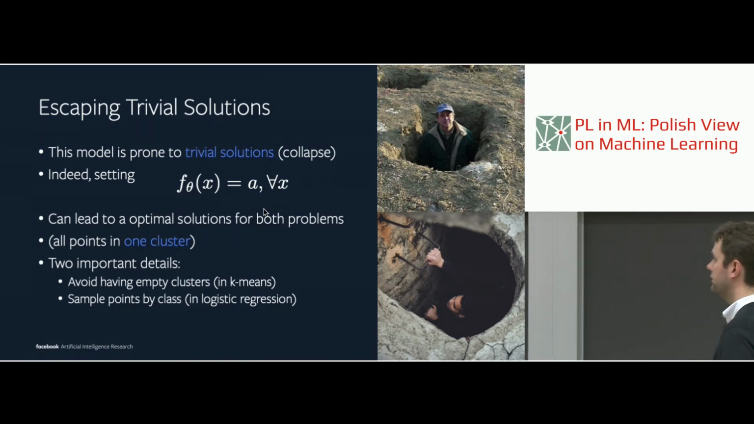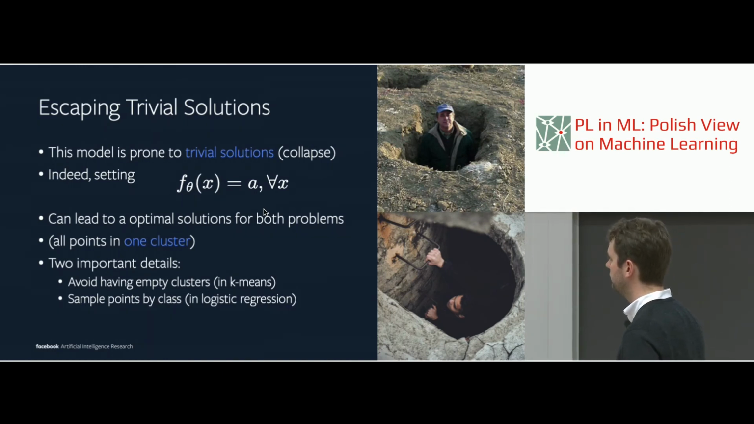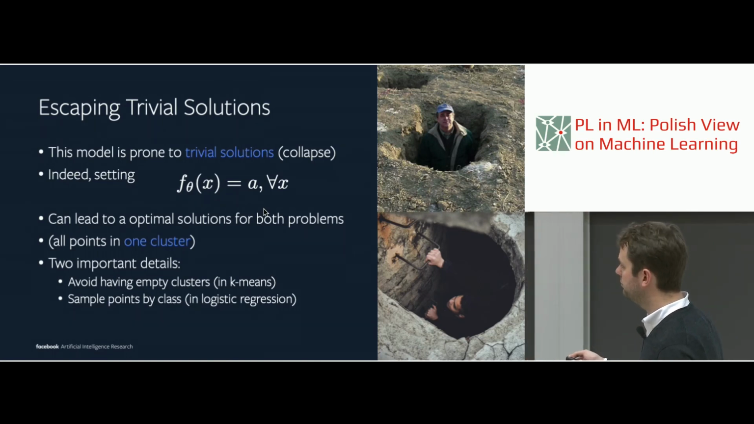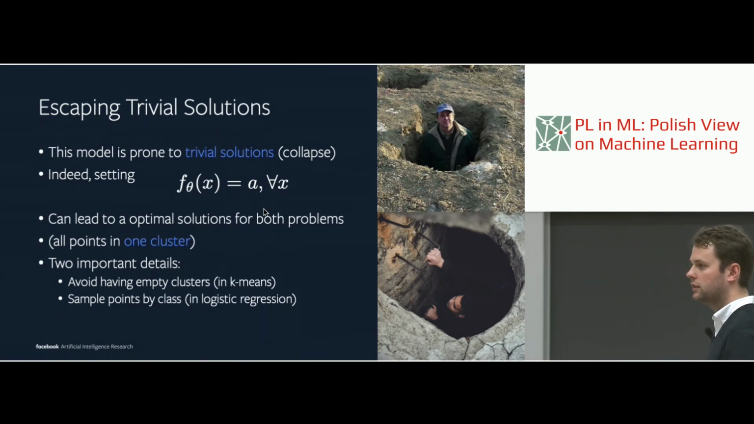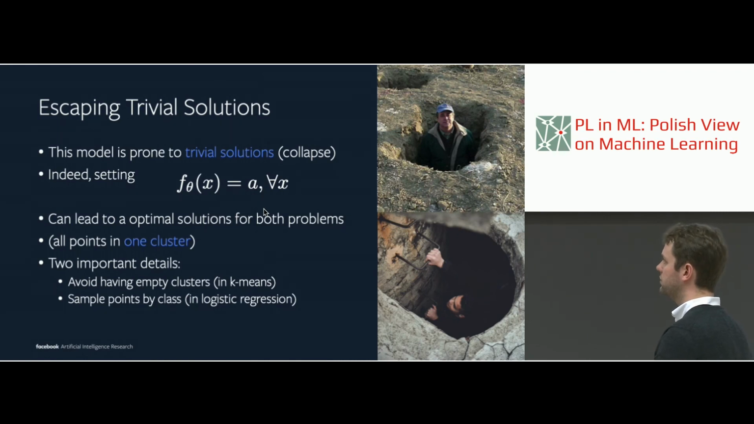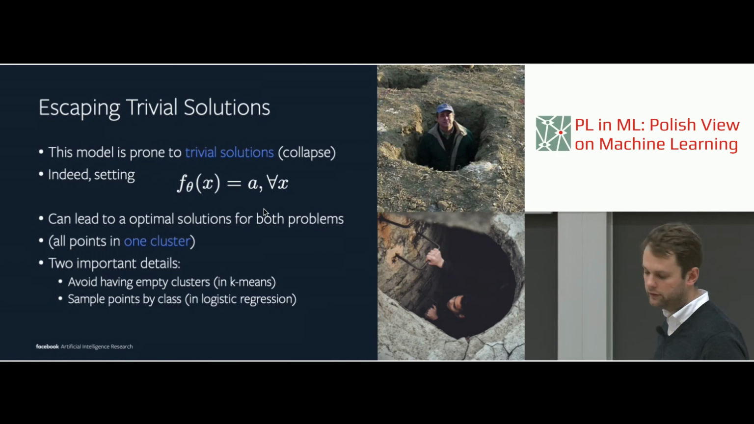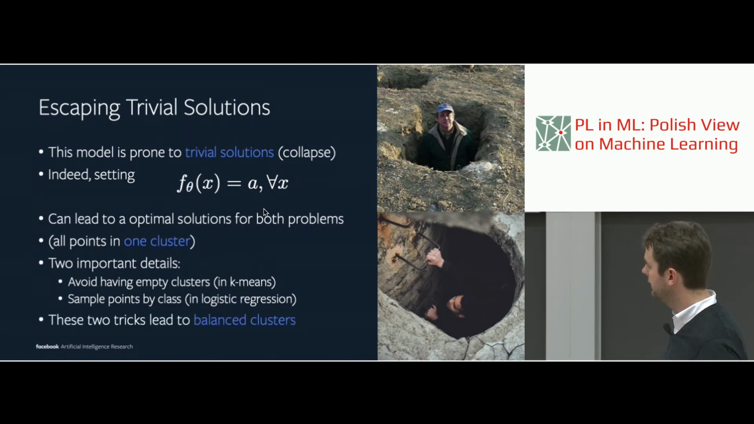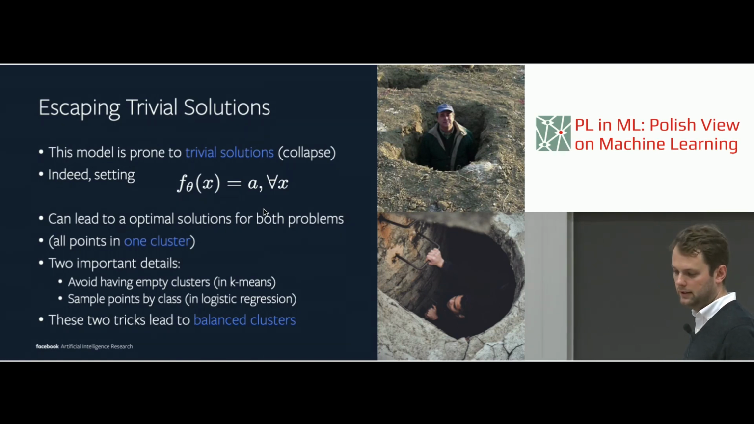The first one was avoiding having empty clusters. You can modify k-means to make sure that you never have empty clusters by just reassigning one of the points in the dataset to a new cluster randomly. And the second thing was sampling points by class frequency instead of uniformly on the dataset. You would upsample images that are from an infrequent cluster and subsample images from a very frequent cluster, so that once you have these two tricks, you get balanced clusters at the end.